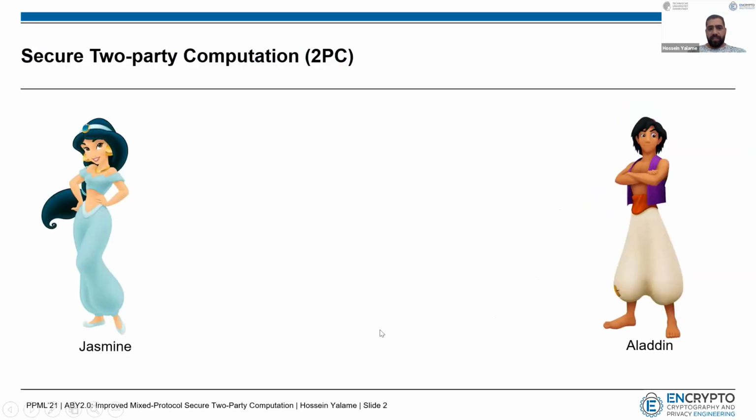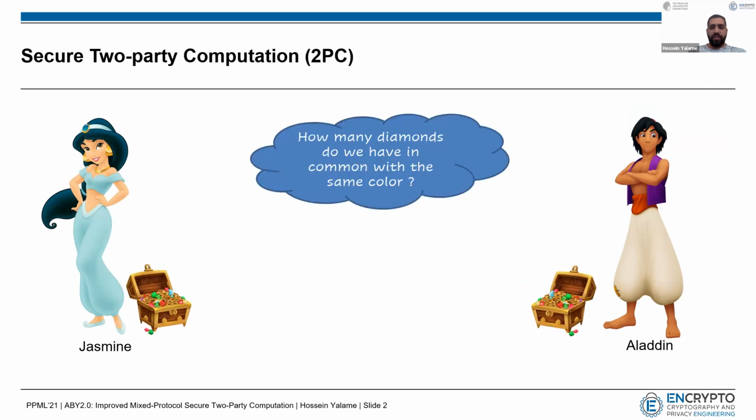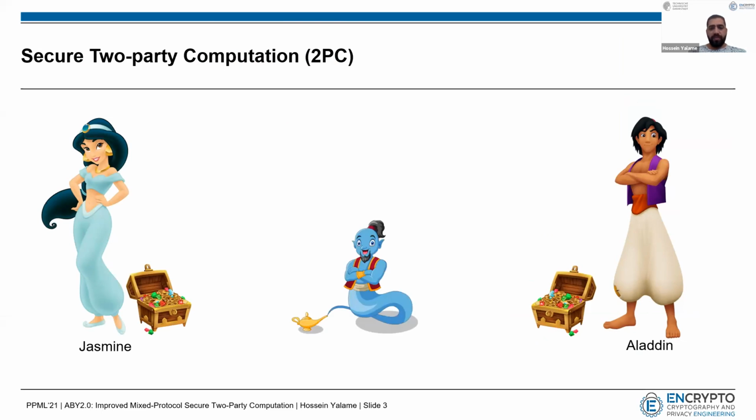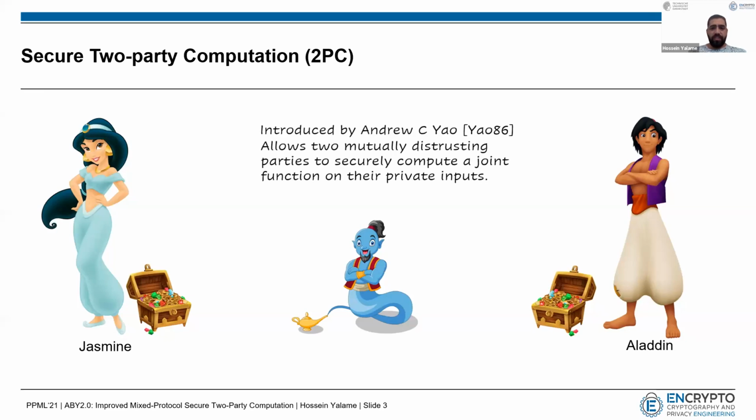In the problem of secure two-party computation, I think all of us know what 2PC is, but as a reminder, let's assume we have two parties, Yasmin and Aladdin. They have some diamonds, and the goal is to calculate the number of diamonds with the same color without revealing any information about the diamonds. And for that, we have one magic. The name of this magic is secure two-party computation. With secure two-party computation, two parties can calculate a function on private inputs without revealing any information.